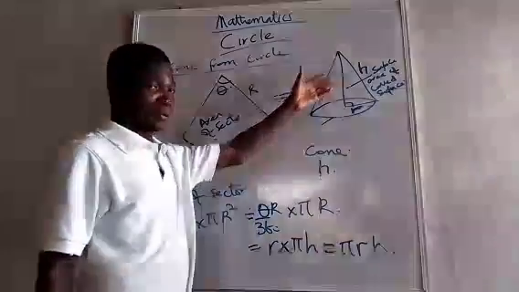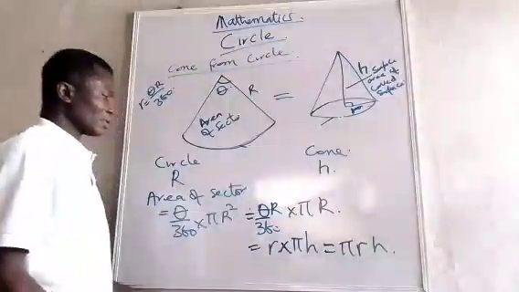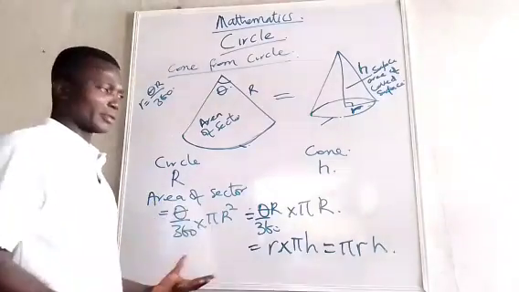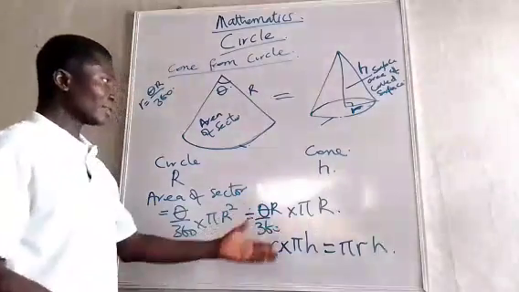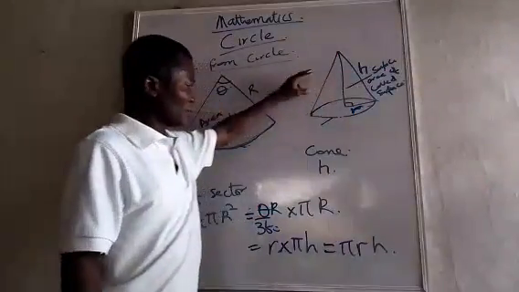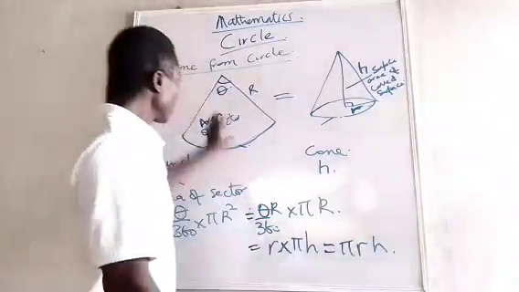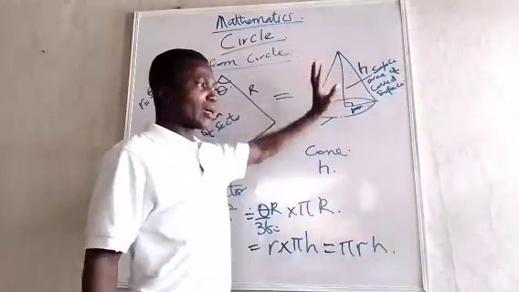Some people use L, might be called pi r L. So I'm trying to break it down for you so that you don't need to do any extra or serious studies, just revision. So you can see. So surface area of the cone is pi r times slant height, because this one is converted to this one. Please, I hope you understand.